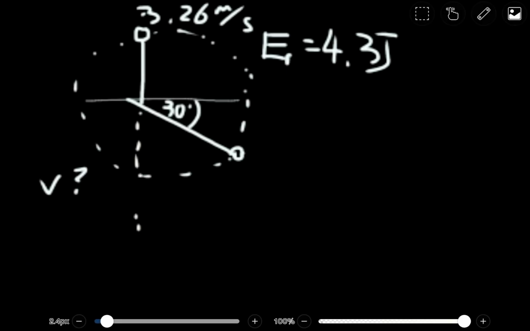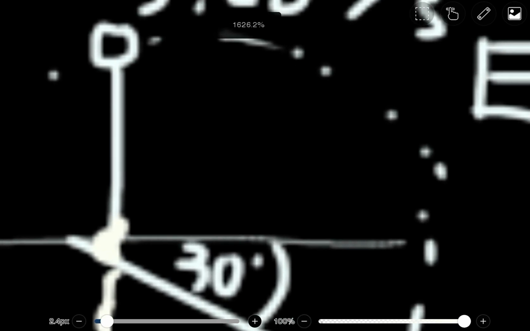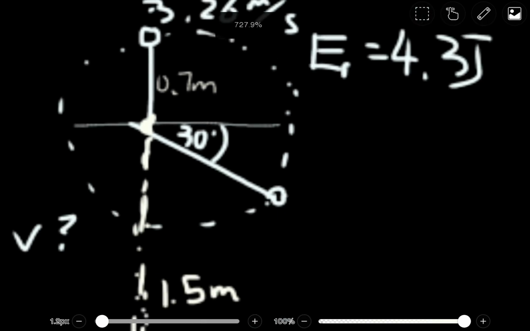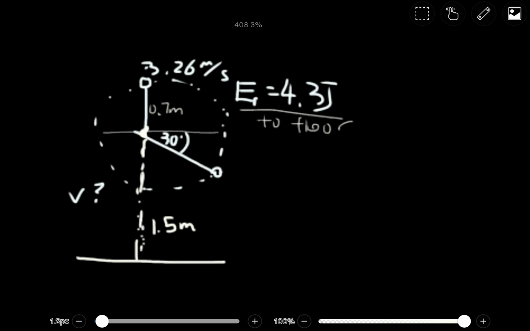We're going to be told that the height from the center of the ball to the ground is 1.5 meters. And we're also given the radius of the string, which is 0.7 meters. And the mechanical energy at the top that we got from the question is relative to the floor. Okay, I'm going to jump to a quick way to solve for this.